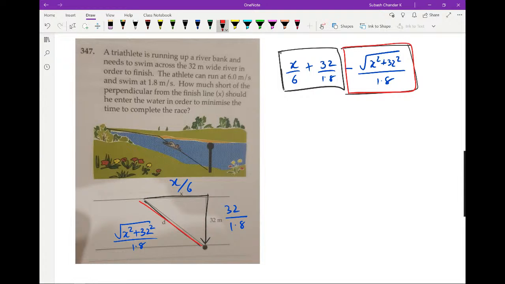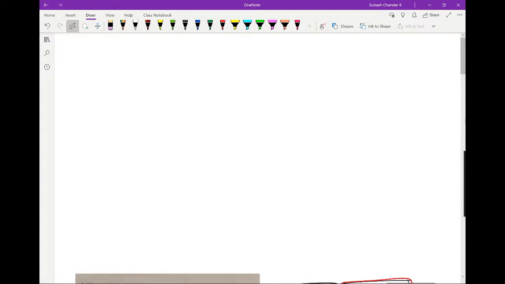So what we want to know is how short is it? So we literally have to just differentiate this. That's all it is, to figure out how much time he actually saves. So we're going to get 1 over 6 plus 32 over 1.8. I don't think that really matters because it's just a number.